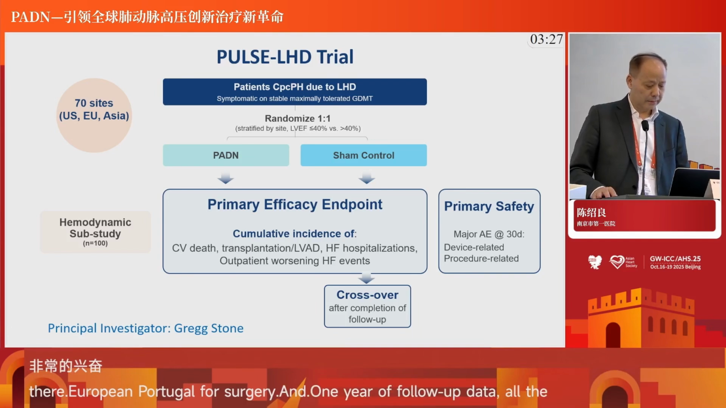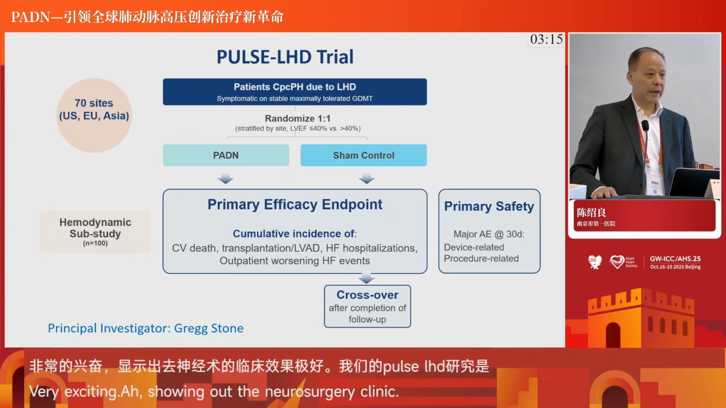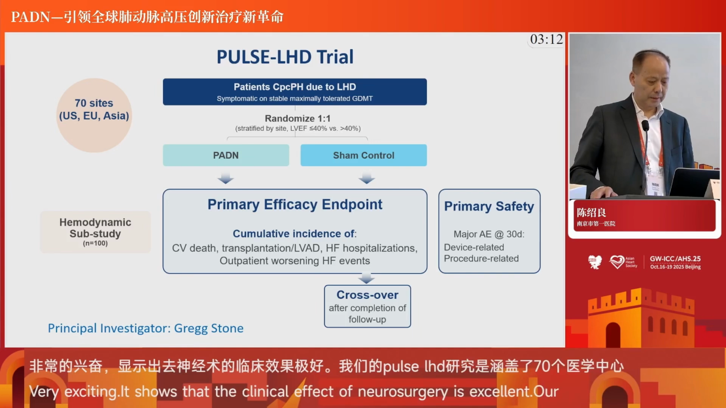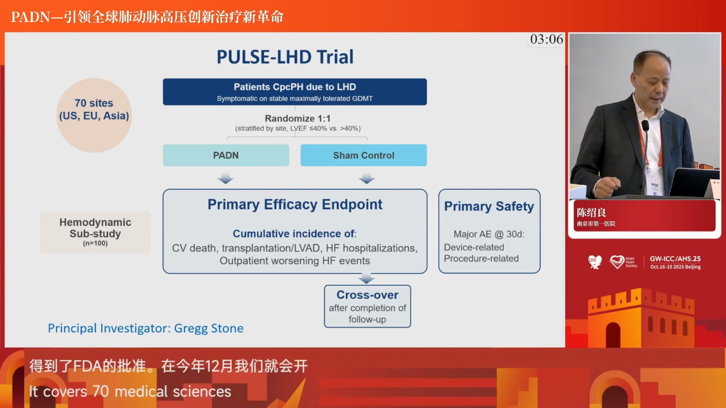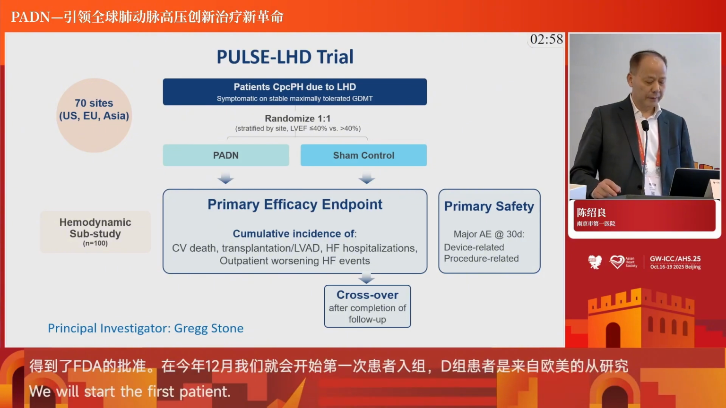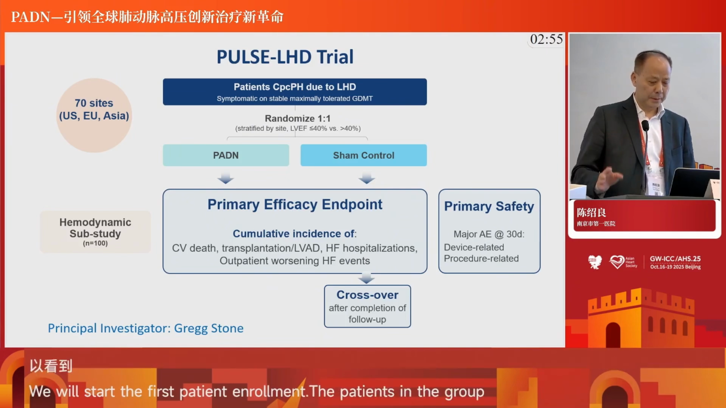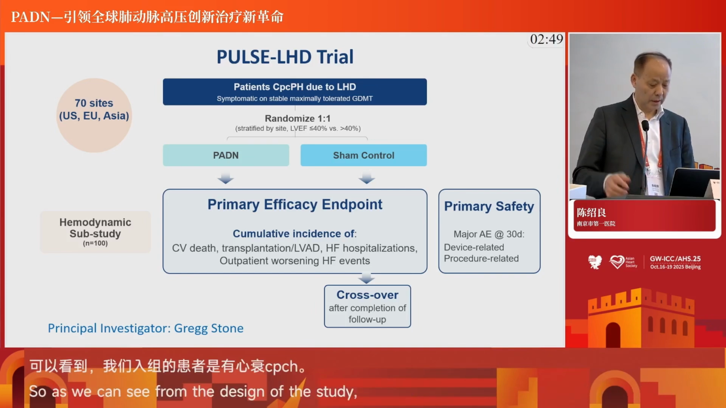I think this slide is very important. Right now, our post-LHD FDA-oriented multicenter clinical trial has been approved by the FDA. So by December, probably this year, we will initiate the first enrollment of patients from the United States as well as from Europe. From this study design, you can see greater than 500 patients with heart failure as well as CPCPH, combined post- and pre-capillary pulmonary hypertension, will be included in the trial and randomized to PADN or a sham control group.